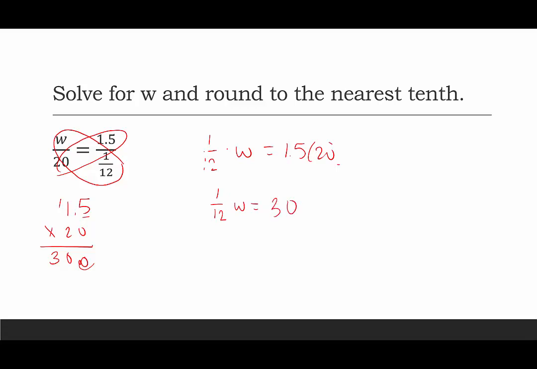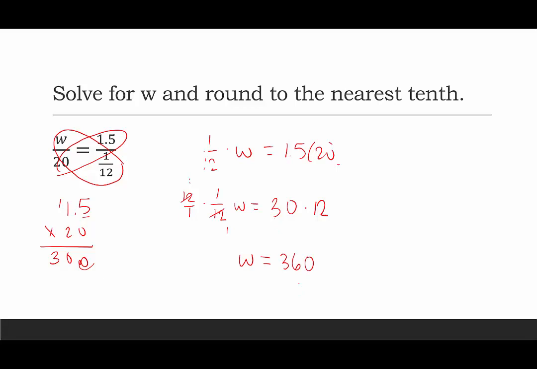To get w by itself, do you remember what we did in the last example to clear out that fraction? We multiplied both sides by the reciprocal of the fraction. The reciprocal of 1/12 is 12 over 1, or just 12. So I'm going to multiply the fraction by 12 over 1 and the whole number by just 12. These cancel, giving us 1 times w, which is w. And over here we have 30 times 12. Well, 3 times 12 is 36. So 30 times 12 will be 360.